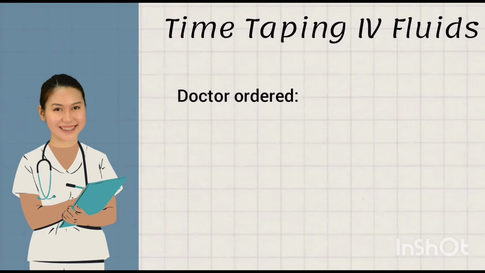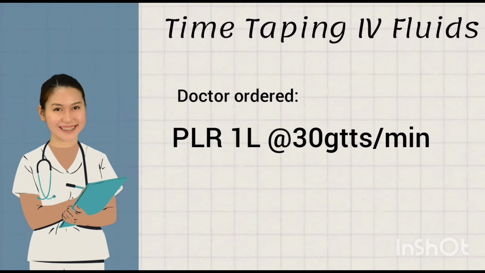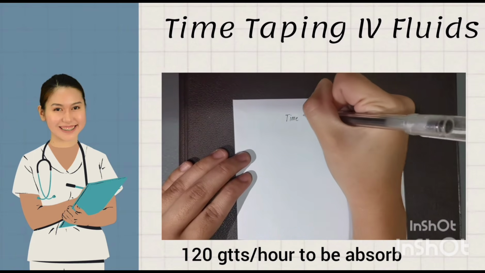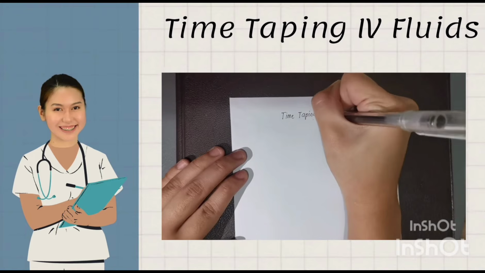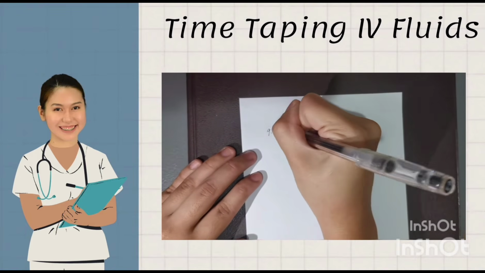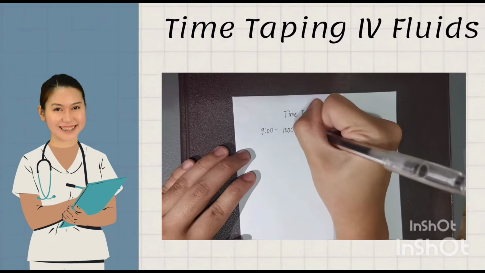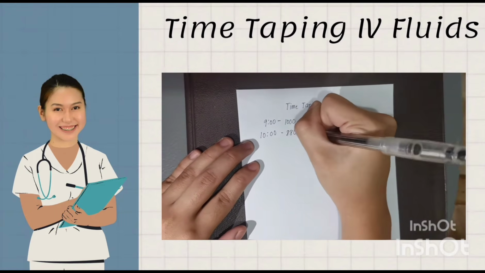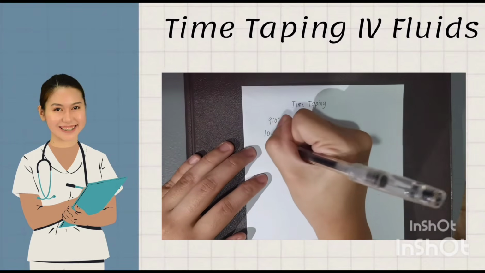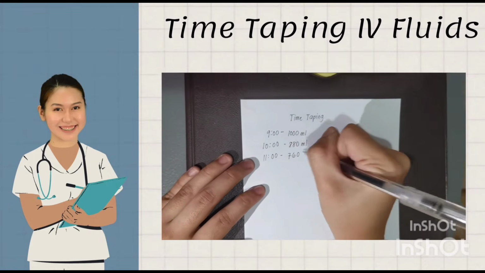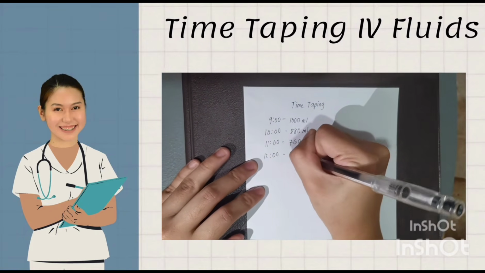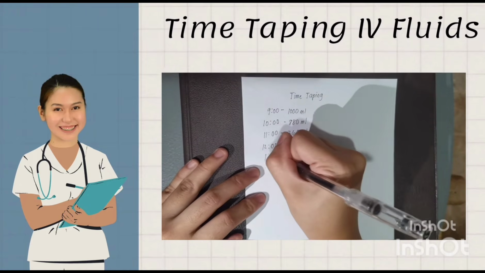Suppose the doctor ordered PLR 1 liter at 30 drops per minute at 9 a.m. So there will be 120 ml per hour to be absorbed. At 9 a.m., the IV infusion is at 1000 ml. At 10 a.m., there will be 880 ml left. At 11 a.m., there will be 760 ml left. At 12 noon, there will be 640 ml left.